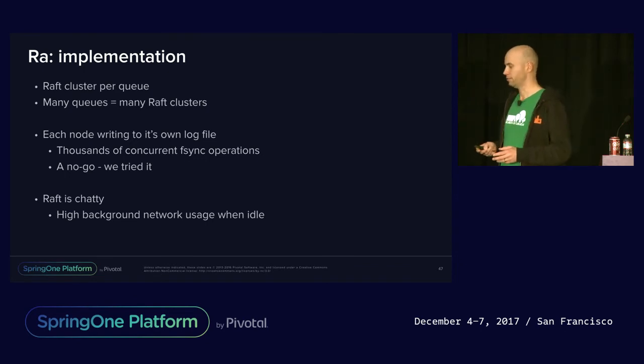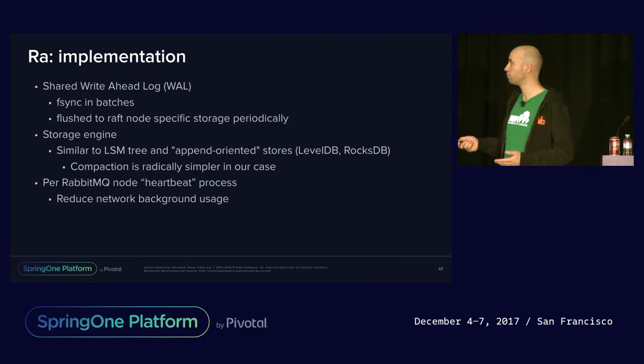Another thing we noticed during this test was that even if you had an idle number of Raft clusters running, it's very chatty. So the network usage is quite high. The reason for this is that the leaders continuously try to keep their followers in check. And when you've got thousands of these, then that does all add up. So we wanted to address all those in our own implementation.